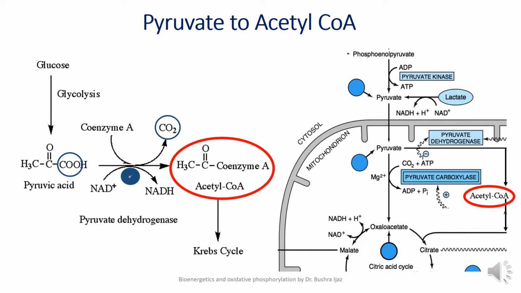Now in step number 3, the enzyme-bound acetyl group is transferred to coenzyme A, producing a molecule of acetyl coenzyme A, or acetyl CoA. This molecule of acetyl CoA is then further converted to be used in the next pathway of metabolism, which is the citric acid cycle or the Krebs cycle.